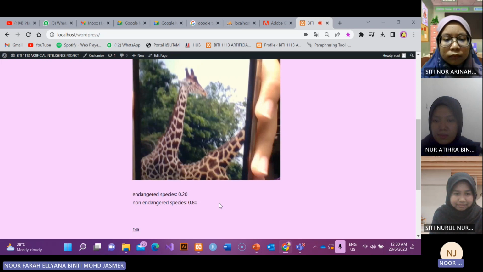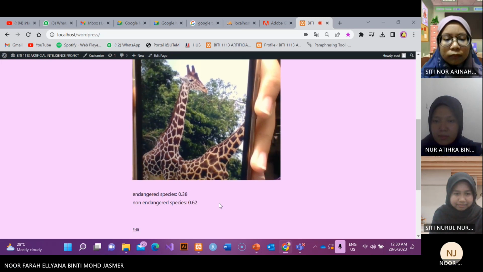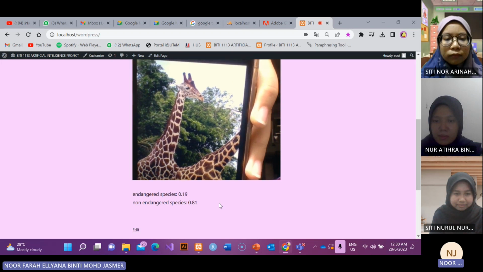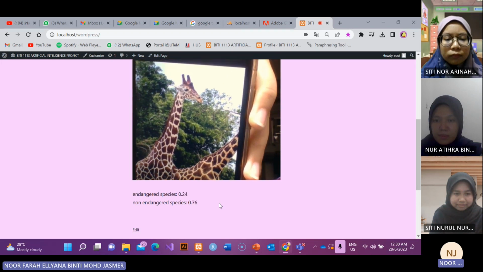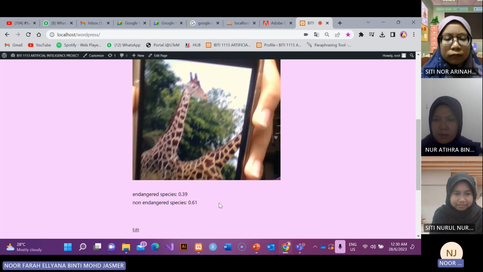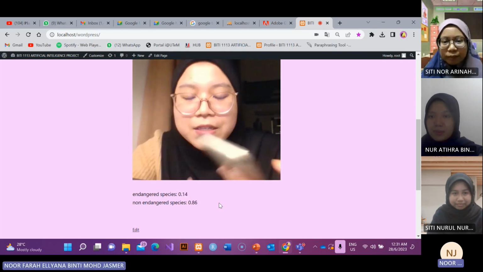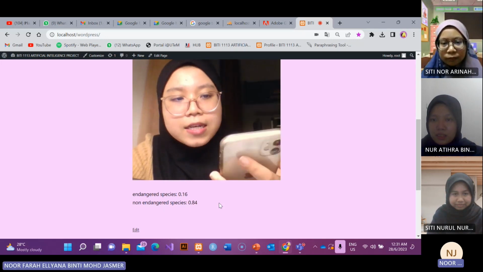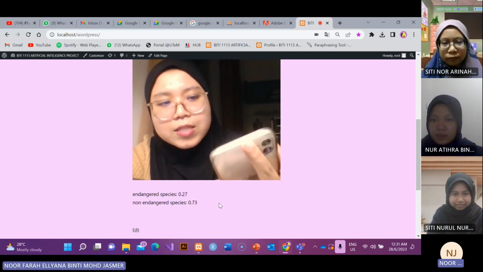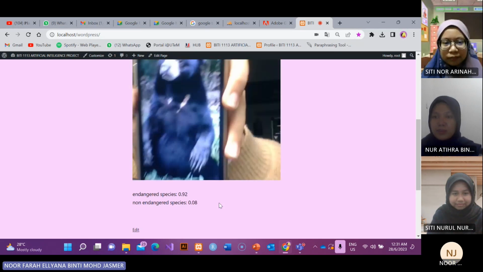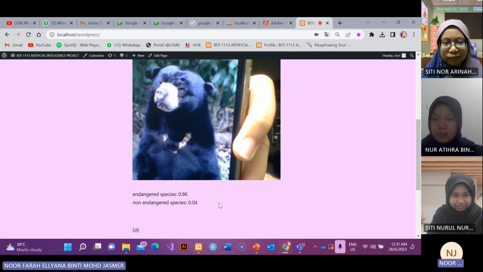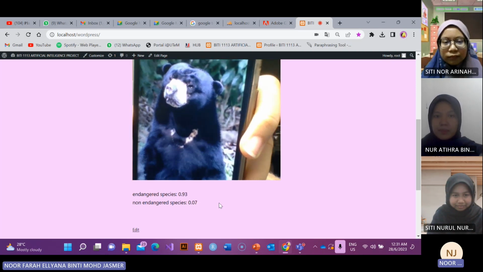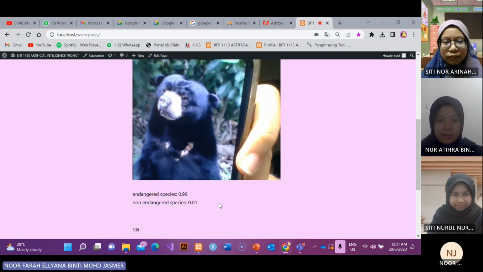As we can see, the number is not fixed, but we can see the giraffe will be in the non-endangered species because the percentage is higher than endangered species. Okay, for another example, we will try an endangered species. This animal is called a sun bear, if I'm not mistaken. So the percentage is higher for endangered species, which means this animal is an endangered species.